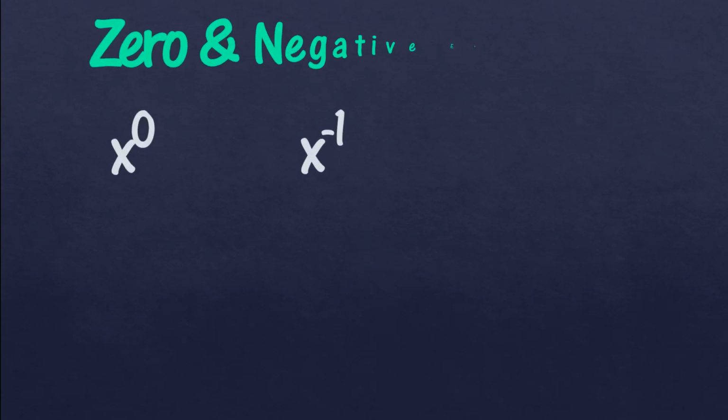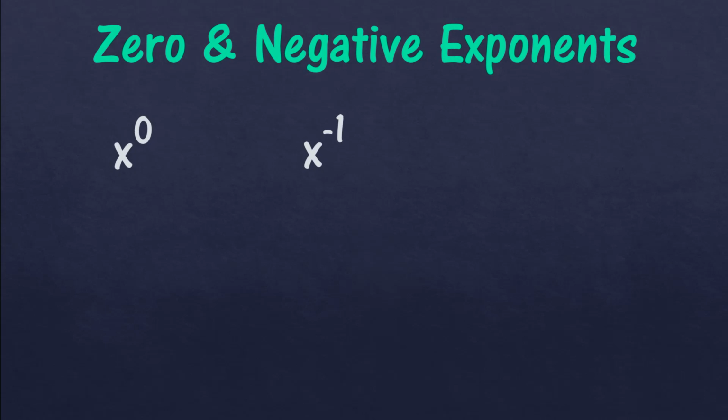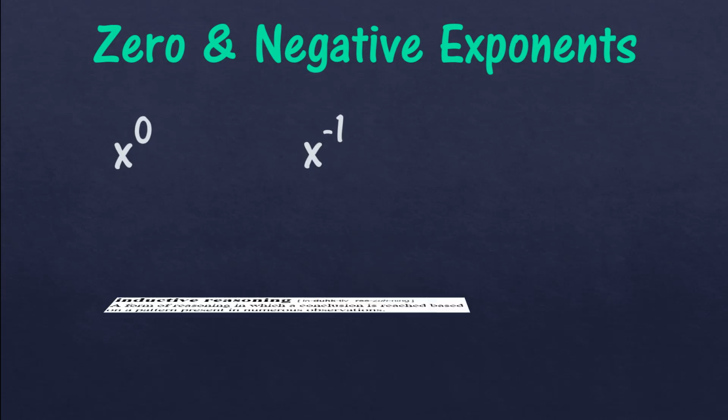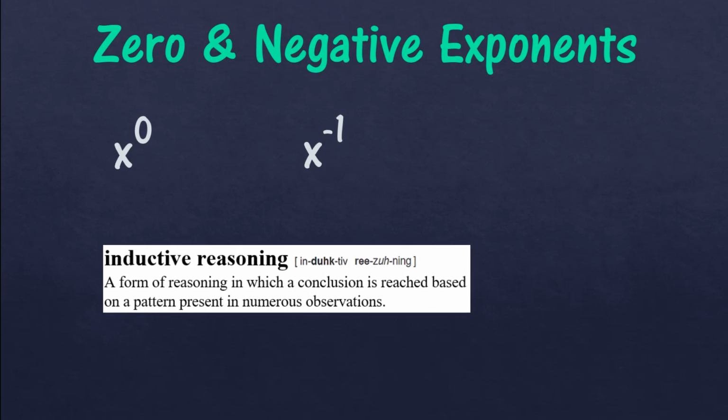Today we're going to discuss properties of exponents. More specifically, we're going to dive into the exponential rules about zero and negative exponents. In order to do so, I'm going to ask you to rely on your inductive reasoning. Inductive reasoning is the type of thinking that allows us to pick up on patterns. As mathematicians, that's what we do.